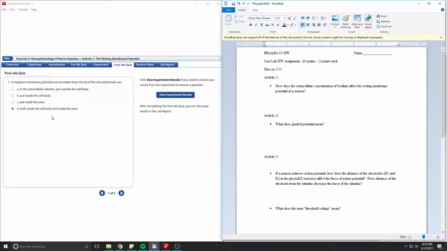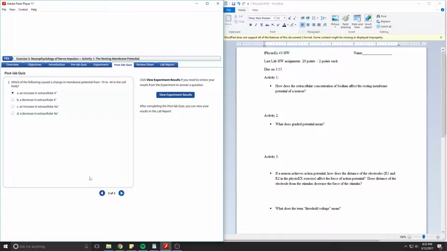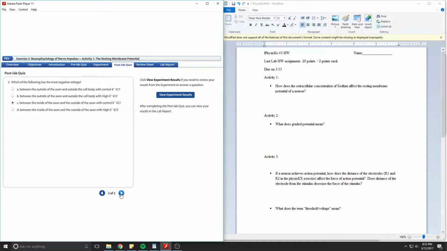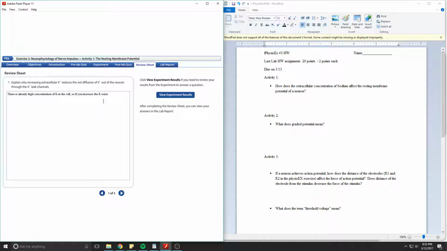Negative membrane potential. Okay, so yeah, both inside the cell and inside the axon had the negative. Which of the following caused a change in the membrane potential from -70 to -40 in the cell? An increase in extracellular potassium. Yeah. Which of the following has the most negative voltage between the inside of the axon and the outside of the axon with control? It's that one. Okay. And then here we go.